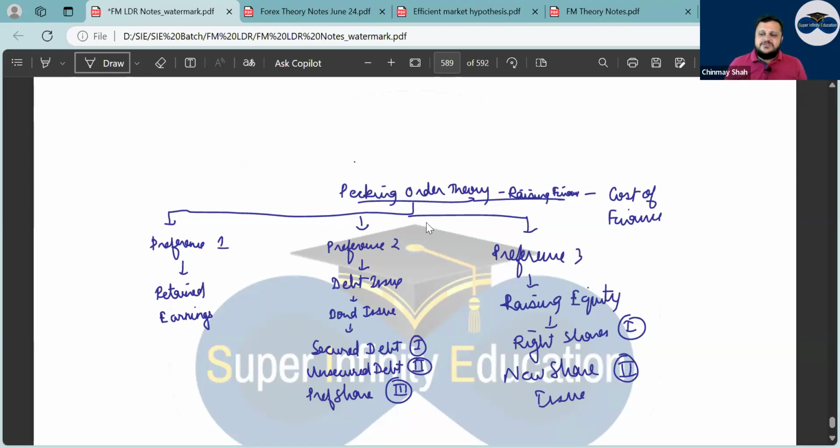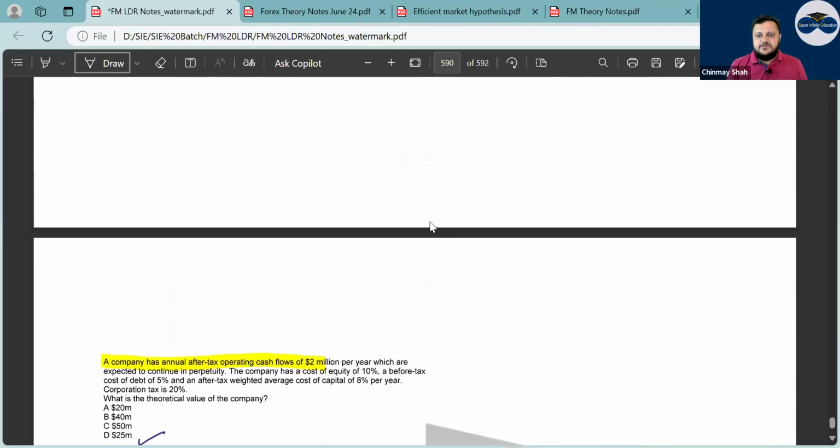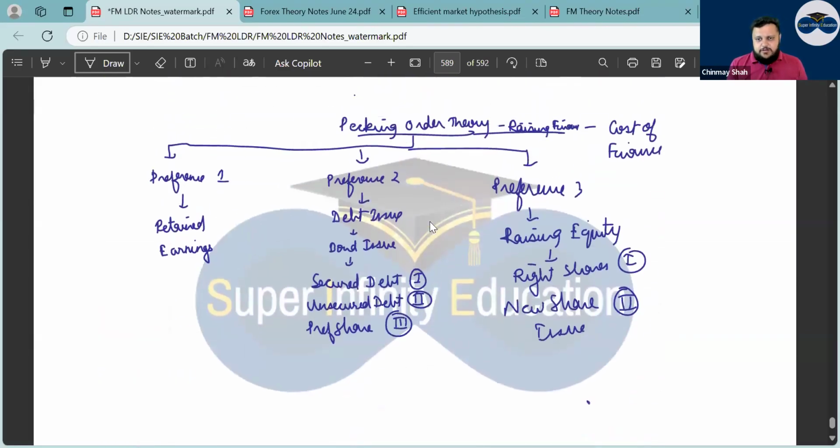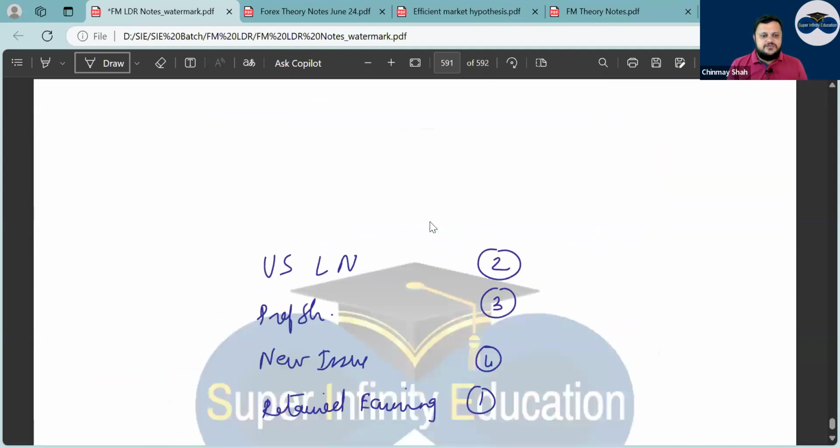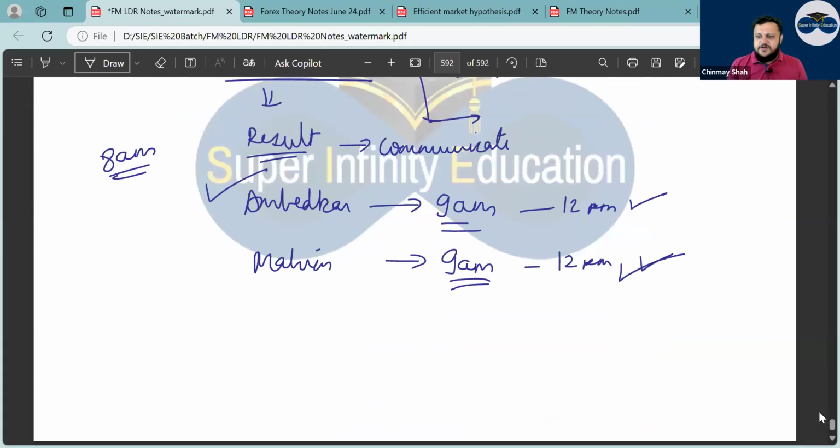So generally a question comes that as per pecking order theory, rate the preference. So retained earnings will be first, secured debt second. In debt, first preference is secured debt, second preference is unsecured, third is preference share. Have a look. And then right shares and new share issue. With this, I think this part gets over.